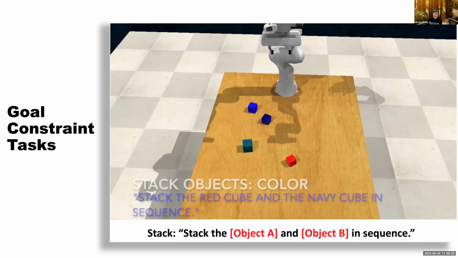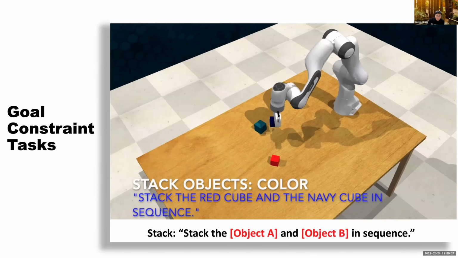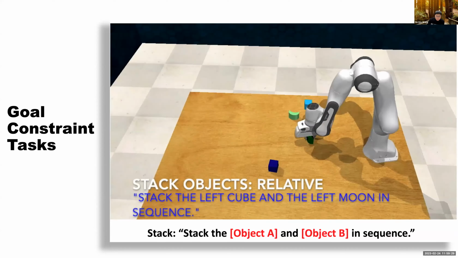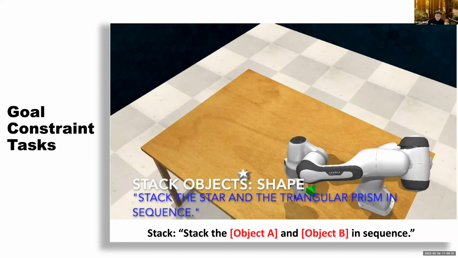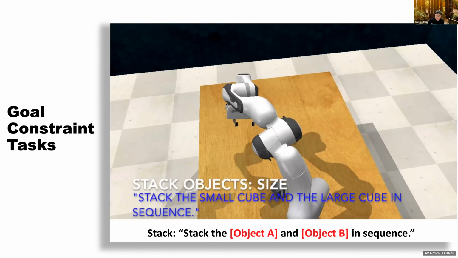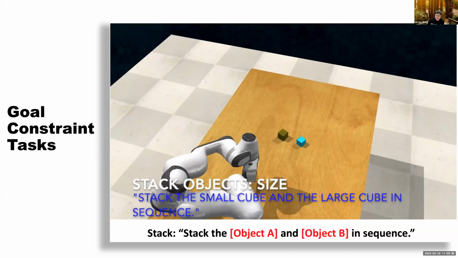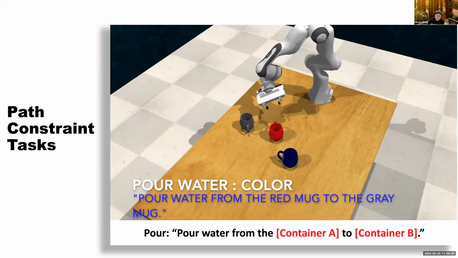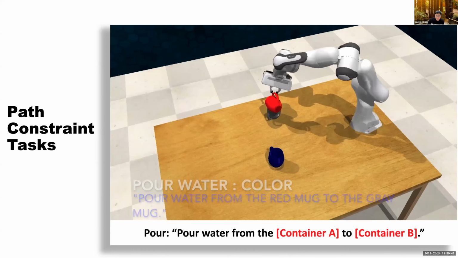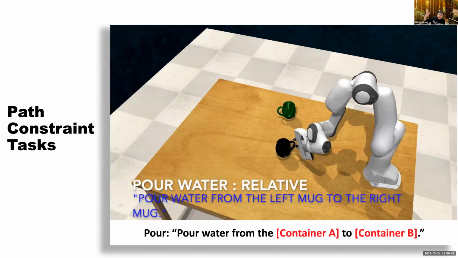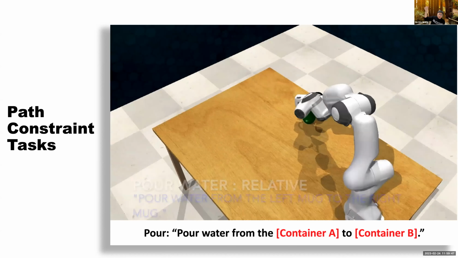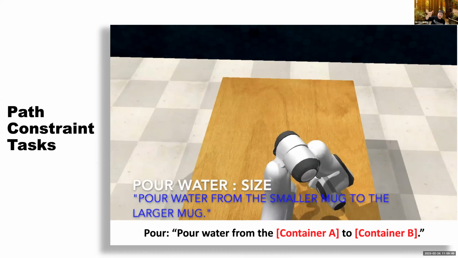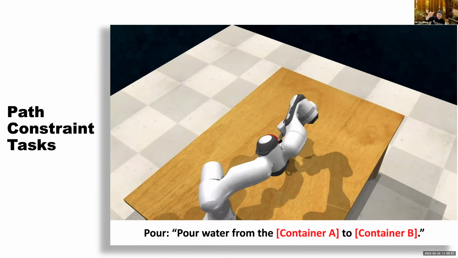And here are some examples. This is an example of the Go constraint tasks in terms of different shapes, different sizes, different objects, and different colors. This is a demonstration of the path constraint tasks. The robotic arm has to move and manipulate the bottle in a certain way to pour the water into the container.